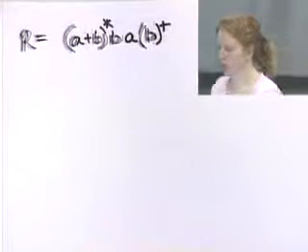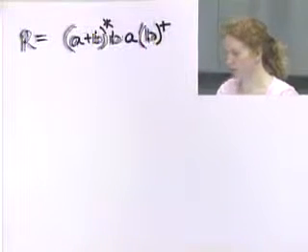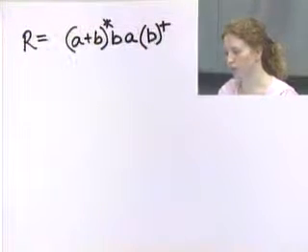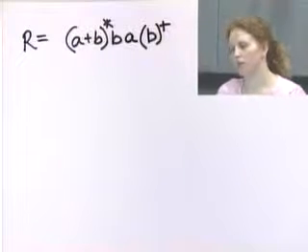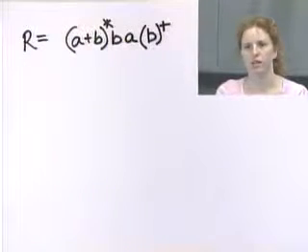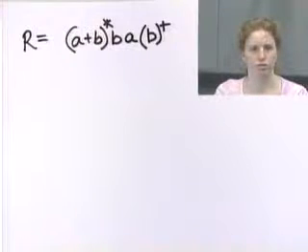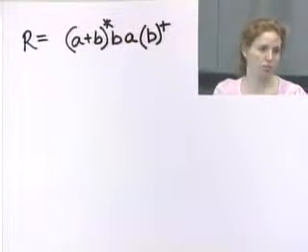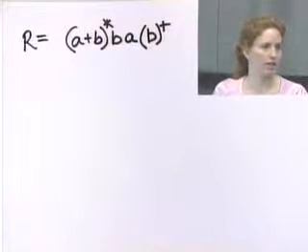Okay. So here's another regular expression. This would be strings that start with any number of A or B's. Then it has a BA, and then it has at least one B, and then it can have any length of B's after that.